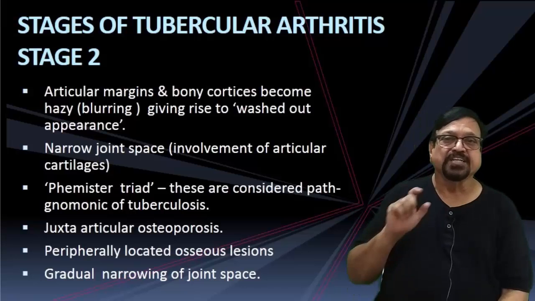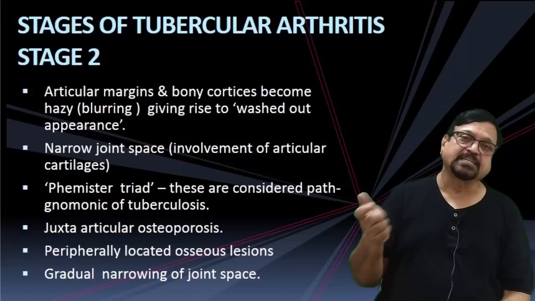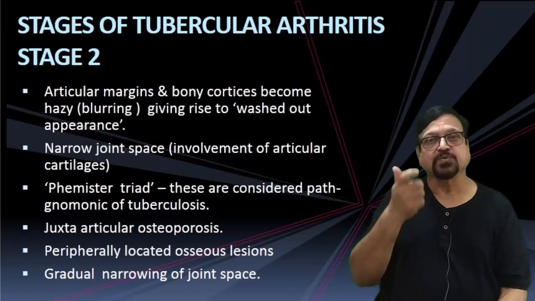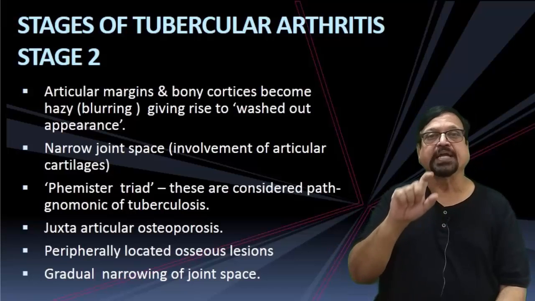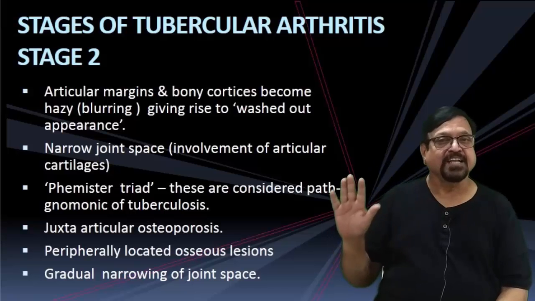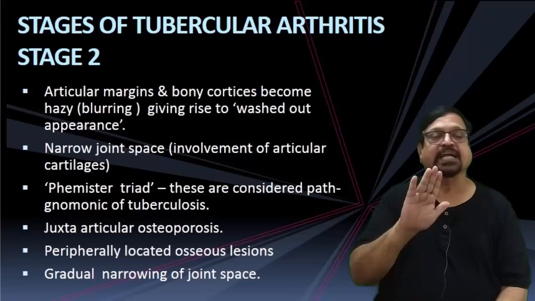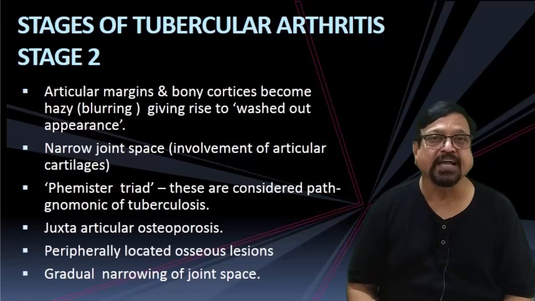Now, what is juxta-articular osteoporosis? As I told you, because of hyperemia number 1, and second because the extremity can be inactive. These are the two reasons which cause osteoporosis. So, peripherally located osseous lesions. Now, these are the distant lesions which are essentially not a feature of tubercular arthritis. Now, joint space narrowing we have seen.